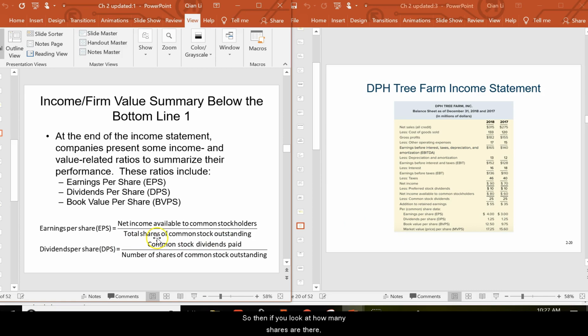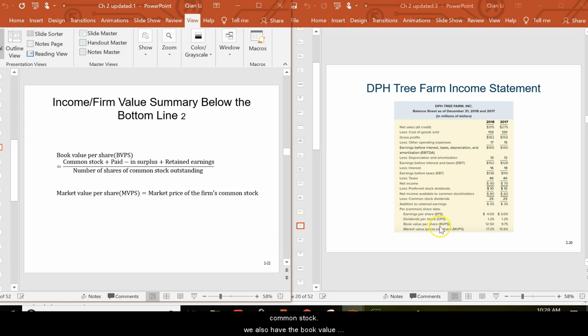So then if you look at how many shares there are, the total number of shares of common stock outstanding, you can then calculate a per share figure. So out of one share of the common stock, how much is the earning? So that is the concept of earnings per share. And we also have the dividend per share, which is the common stock dividends paid, the total amount divided by the number of shares outstanding. That gives us, on a per share basis, how much you would receive if you have one share of the common stock.